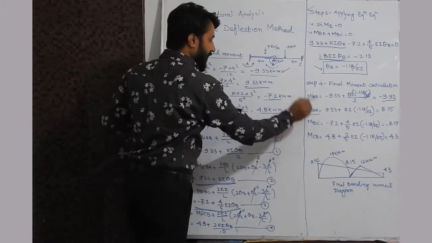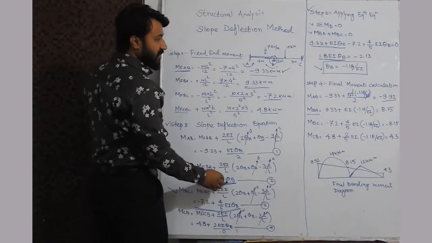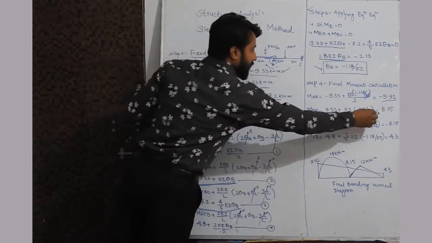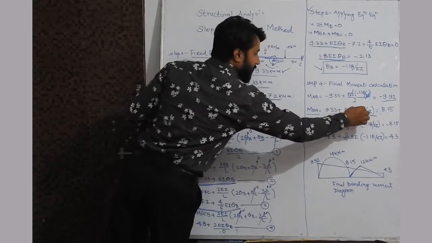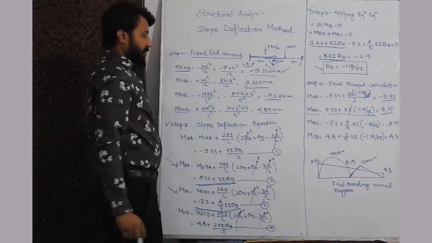Now similarly, MBA is 9.33 plus EI theta B. So instead of this theta B, we will put minus 1.18 divided by EI. By solving this equation, this EI will get cancelled, and you are getting the value 8.15.